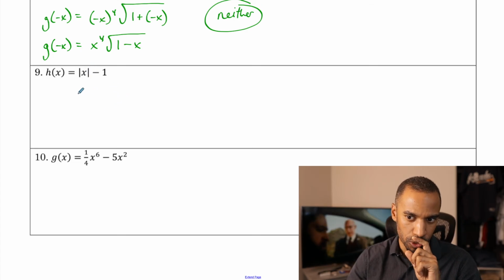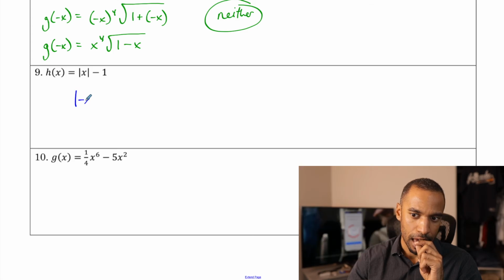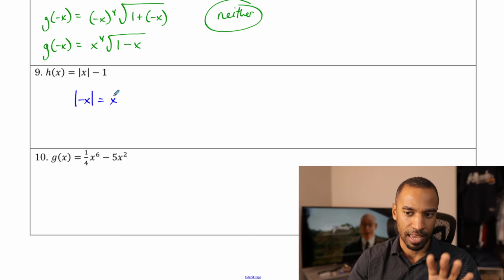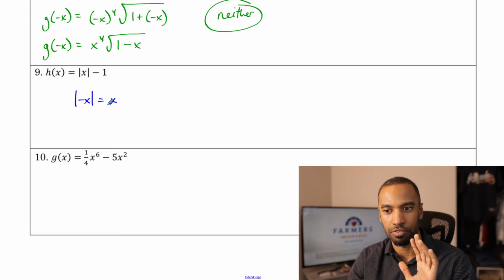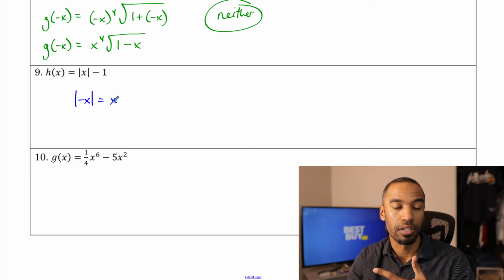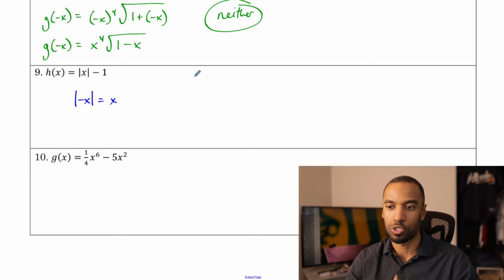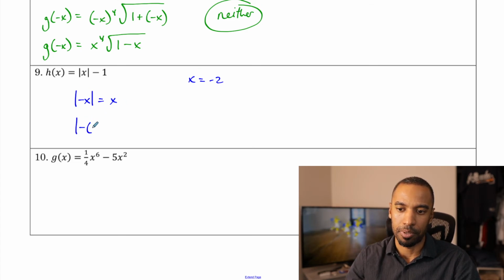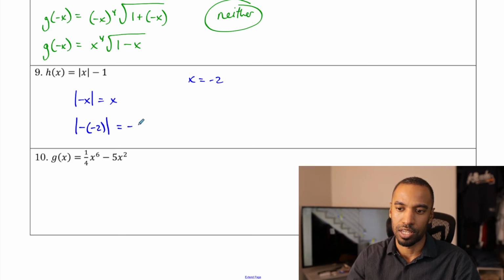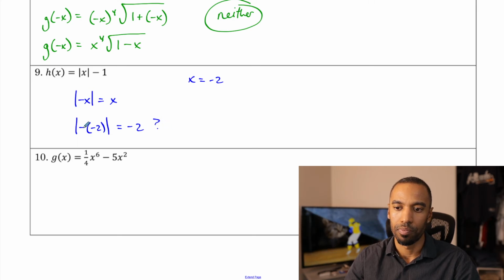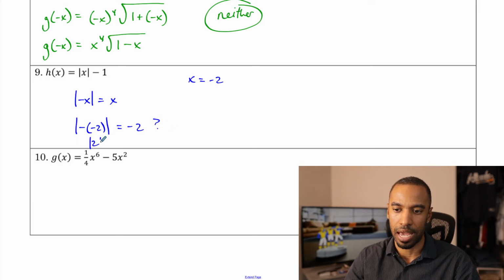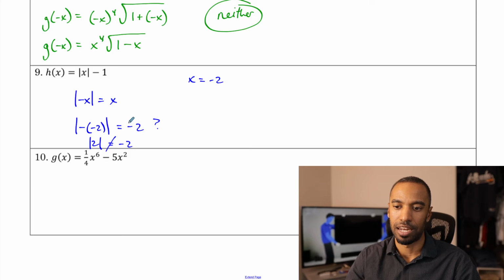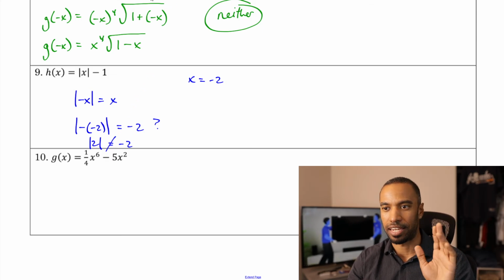Now, one thing you can't do, you can't say that the absolute value of negative x is x, because you're forgetting your place as far as x could potentially be a negative number. Look, what if x was -2? What's the absolute value of the opposite of -2? Is it -2? Nope. The opposite of -2 is 2. The absolute value of 2 is definitely not -2. That doesn't work. So you can't ignore the fact that x could have been a negative number.